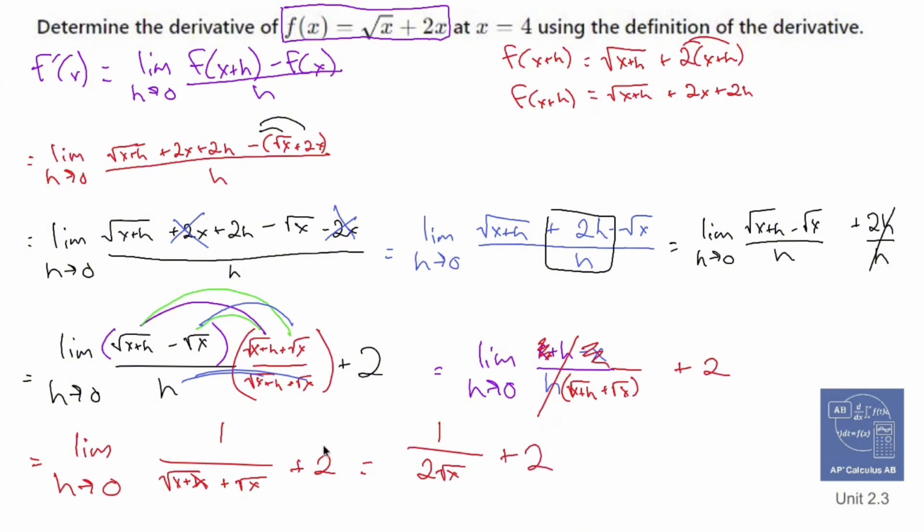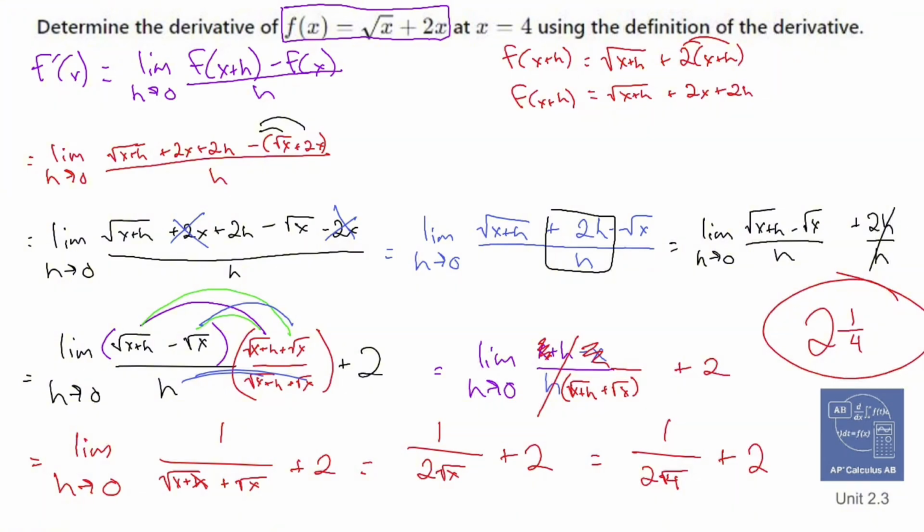When I plug in 0 for h, nothing happens. Not done quite yet though, because I have to plug in 4 for x. That's going to be 1 over 2 times root 4 plus 2, which is 1 over 2 times 2, so 1/4 plus 2 is 2 1/4. So kind of a messy problem. Not the prettiest problem in the world, but yeah, that's how you do it.